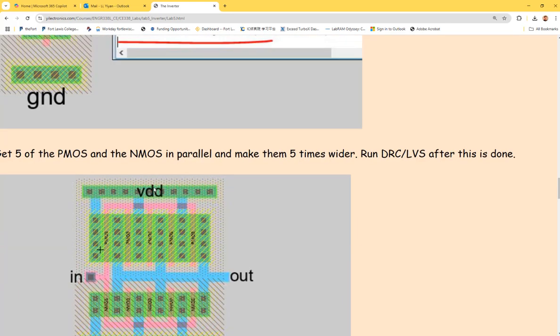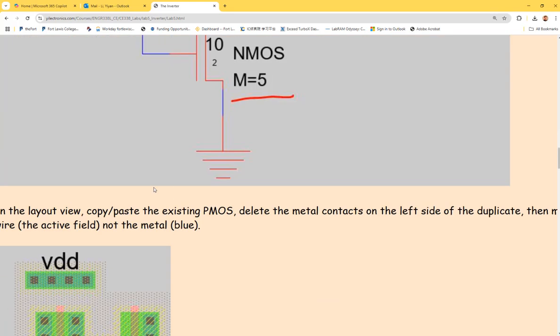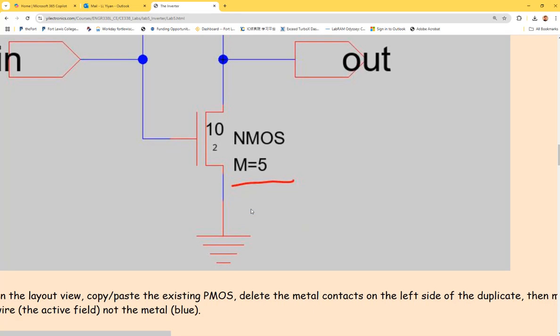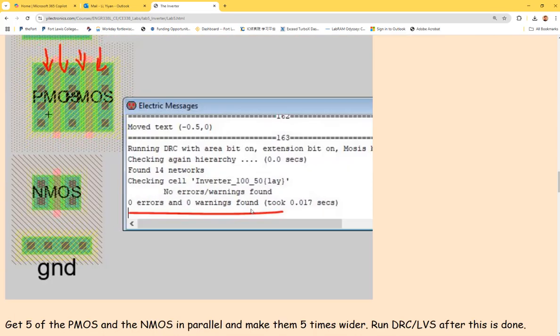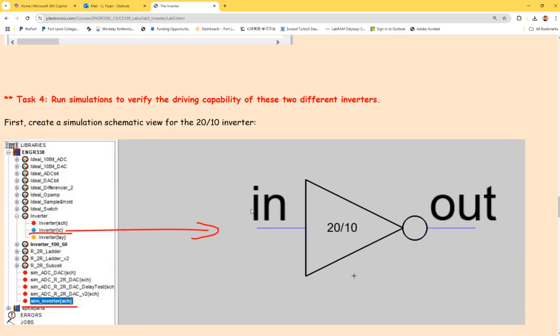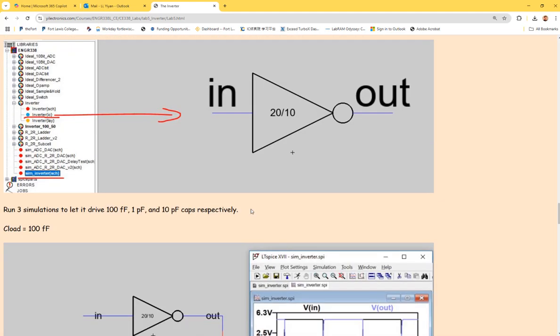So keep in mind, you have to do a times 5 in the schematic in order to pass NCC, which is LVS. Okay, so for the regular inverter, which is 20/10, it's a 20 for the width of the PMOS and 10 for the width of the NMOS. Disconnected.